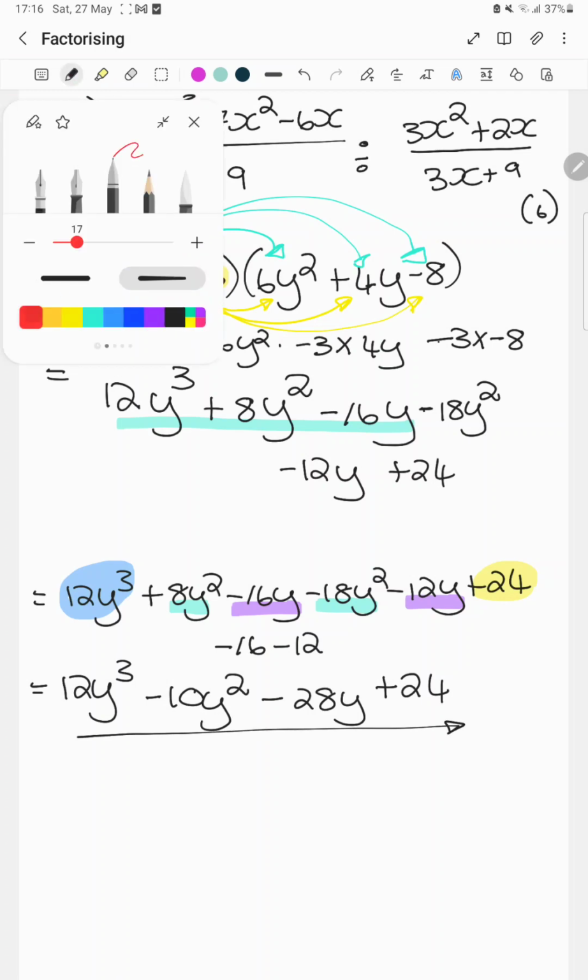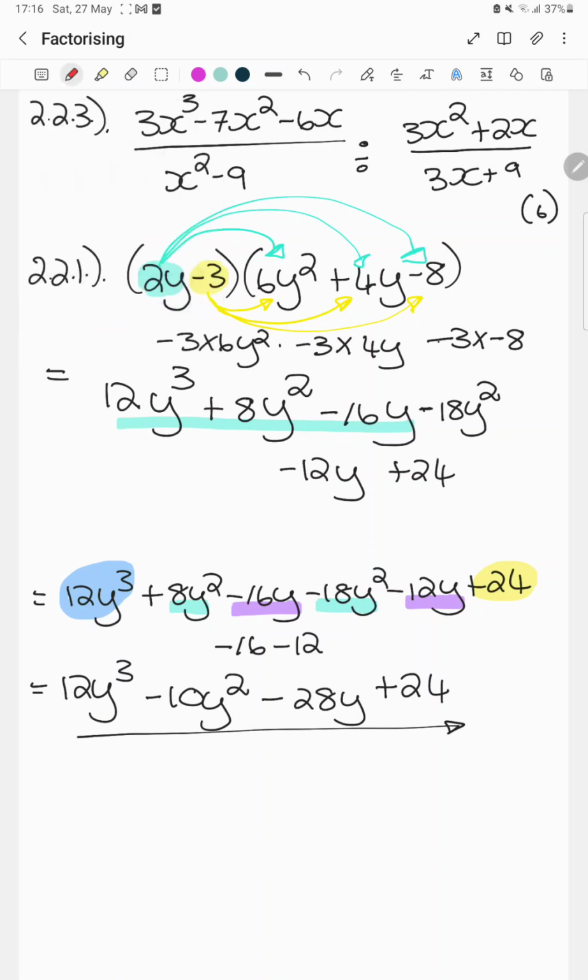So how will you get marks for this? You'll get 1 mark for multiplying the first part correctly, 1 mark for multiplying your second part, and then the last mark for putting your like terms together and getting the correct final answer.